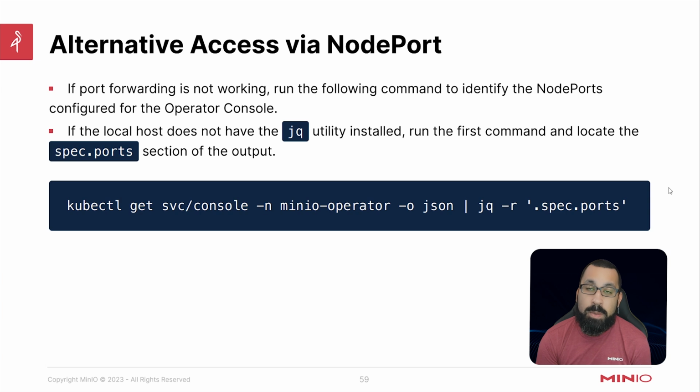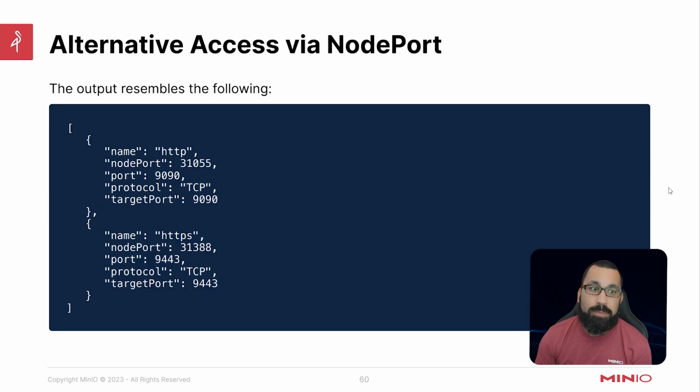But if you type this command, which will also be included in the links below or in the description below, then this is going to tell you the ports that have been exposed on your system that you can then use to get more persistent access. So it's going to look something like this. And depending, again, on your configuration, you might not have this available. You might not be able to open node ports on your particular cluster.